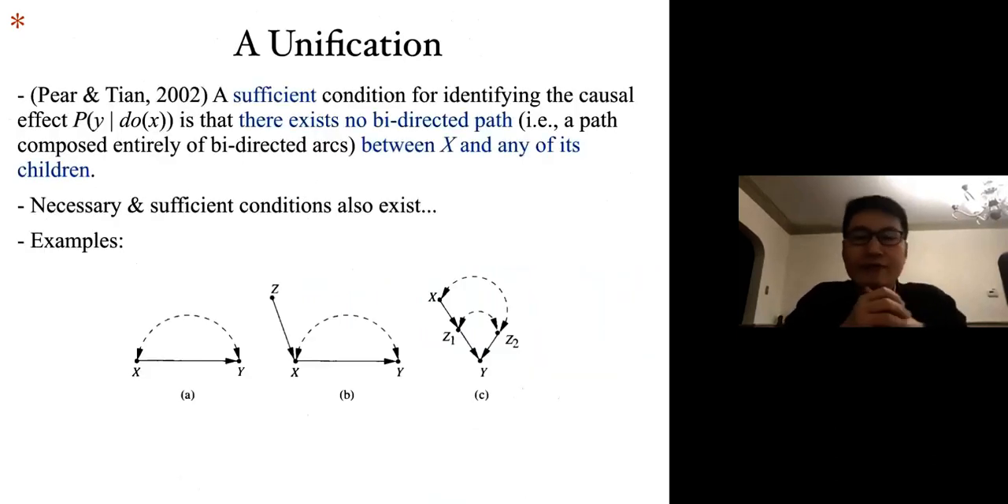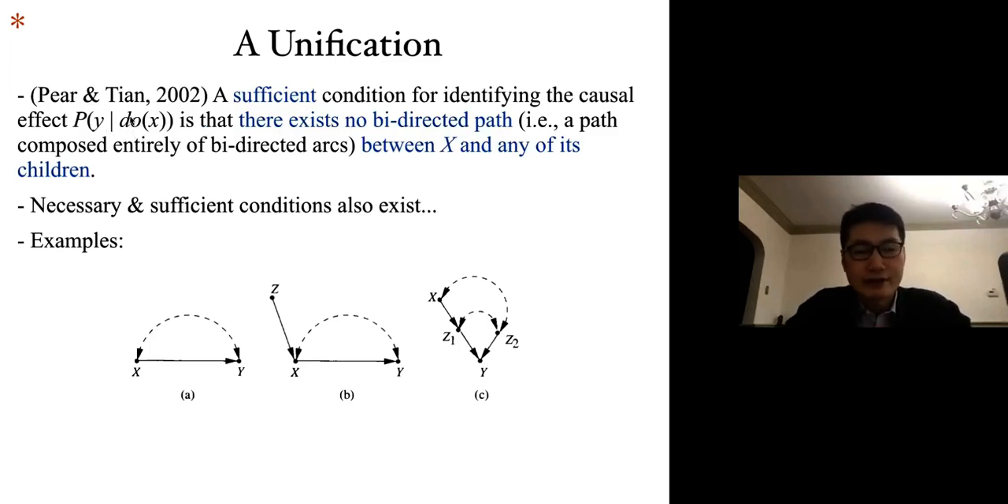So people try to give sufficient and necessary conditions for identification of causal effects with the graphical criteria. Here, I'm going to give a sufficient condition. Some very similar necessary and sufficient conditions were also given in the literature. They are slightly more complex. Here, let's have a look at the sufficient condition. It's very simple. The condition for identifying the effect of X on Y, given by the probability distribution of Y given intervention on X, is that there exists no bidirected path between X and any of its children.